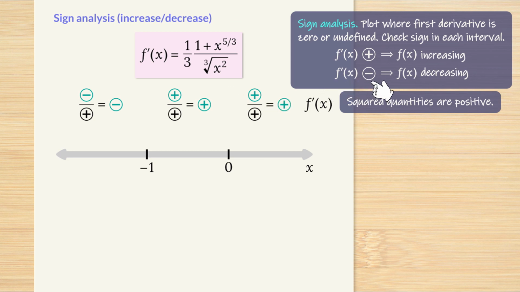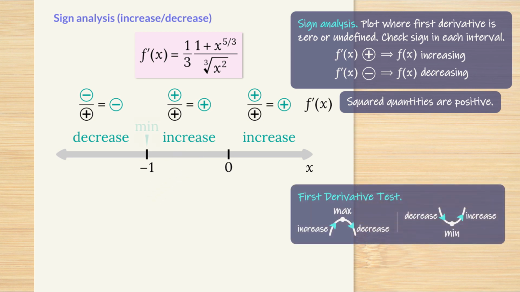Let's assign these intervals of increase and decrease on the number line. When the first derivative is negative, the function is decreasing, and when the derivative is positive, the function is increasing. Notice that the function decreases and then increases according to the first derivative test. We have a minimum point at x equals -1. At x equals 0, the function increases before 0 and then increases some more after 0. This is neither a minimum nor a maximum.